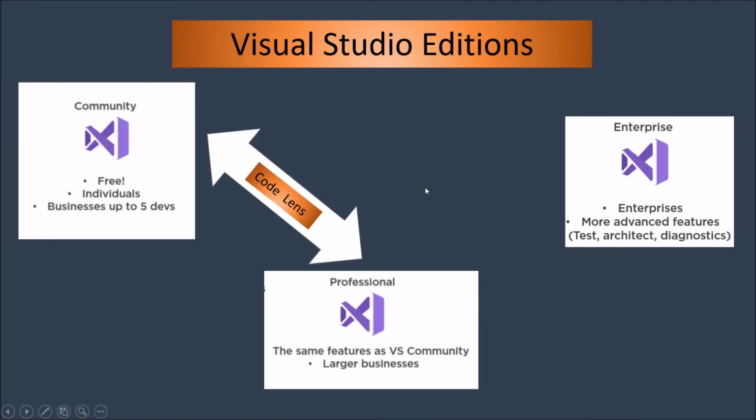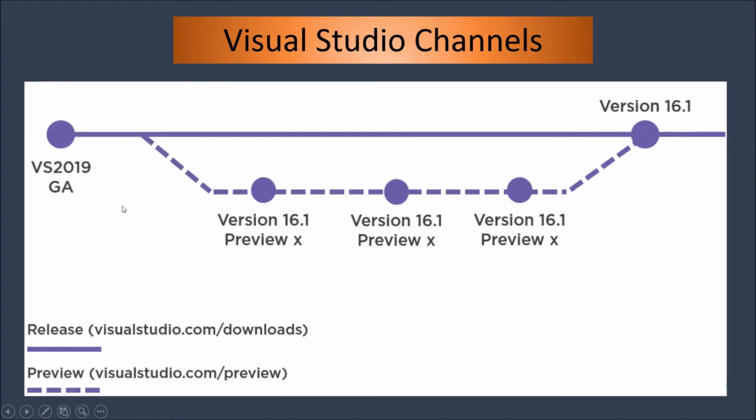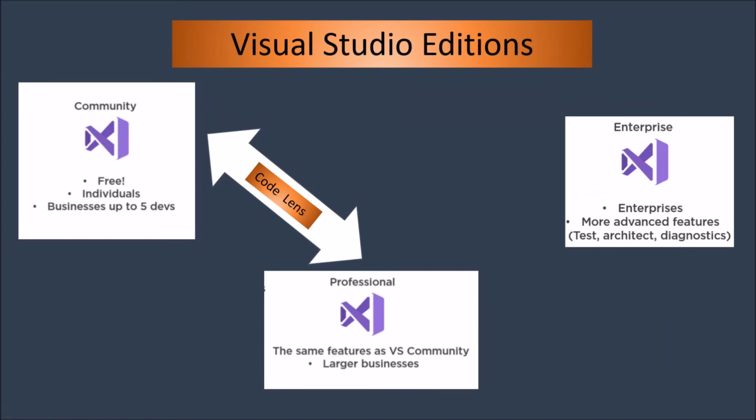So what all editions do we have in Visual Studio? With Visual Studio 2019 also there are 3 editions, as it was with the earlier version, Visual Studio 2017: Community, Professional and Enterprise. The Community version, as we know, is free and it can be used by businesses with not more than 5 developers. The Professional version, on the other hand, is charged. You have to pay for it, but it can be used by larger businesses.